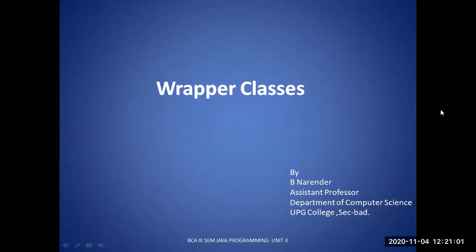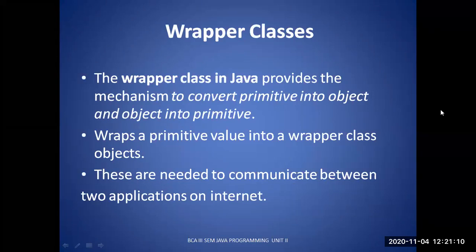So what exactly is a wrapper class? What does it do? And what are the classes grouped into wrapper classes? Let us see them. A wrapper class in Java provides a mechanism to convert a primitive into an object and an object into a primitive. Primitive data types like int, char, float, double will be converted into objects, and objects will be converted into primitive data types. The process of converting this is called the wrapper concept.